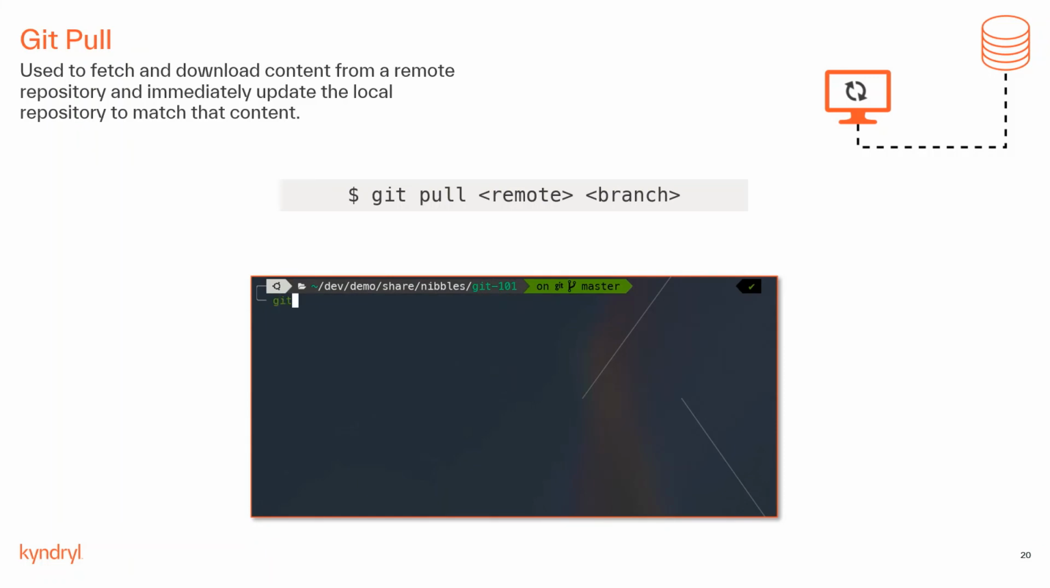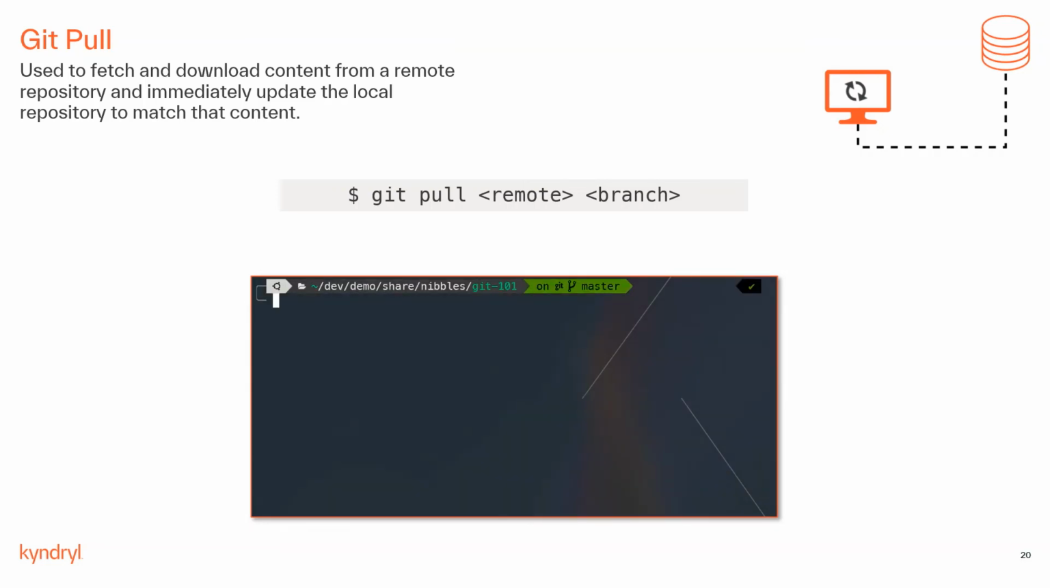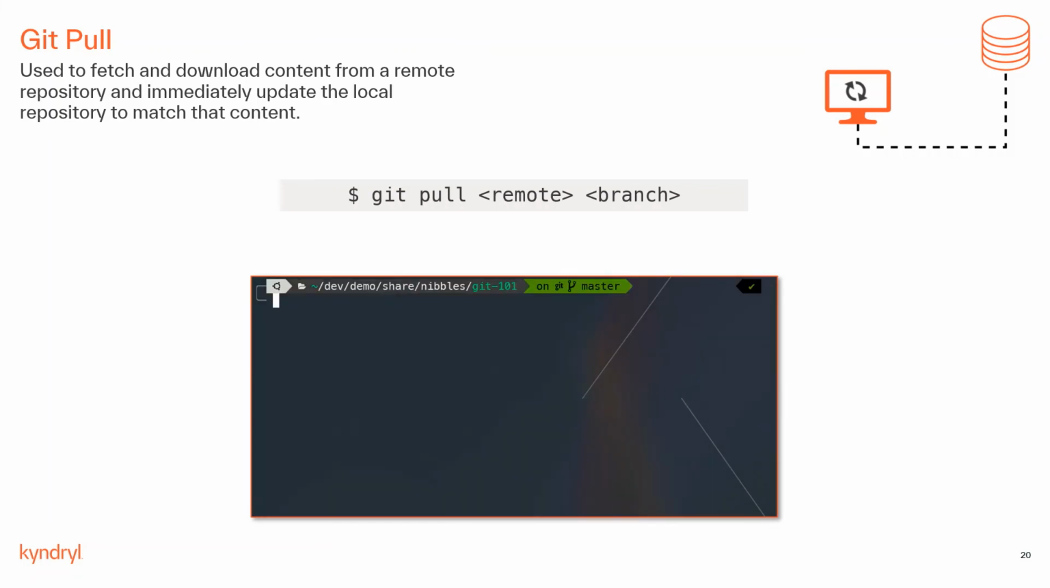Another scenario would be if I already have the repository locally on my workstation and I simply want to take the latest changes that my teammates did to the code so I can guarantee that I'm always working in the latest version of the code in that specific branch, right? And we would do that using the Git Pull command. The Git Pull command is used to fetch and download the content from the remote repository and immediately update the local repository to match that content.